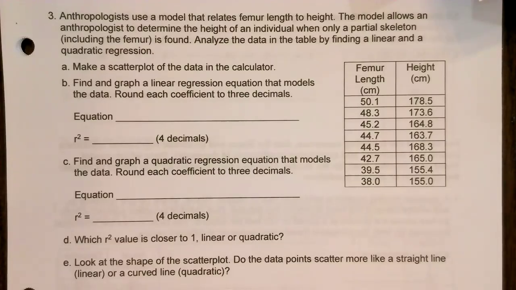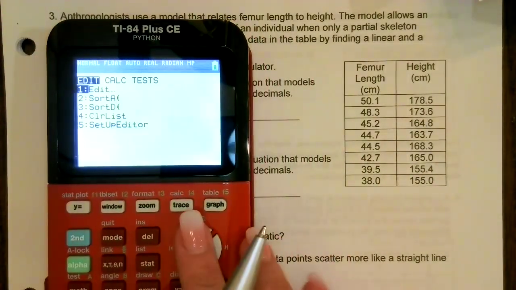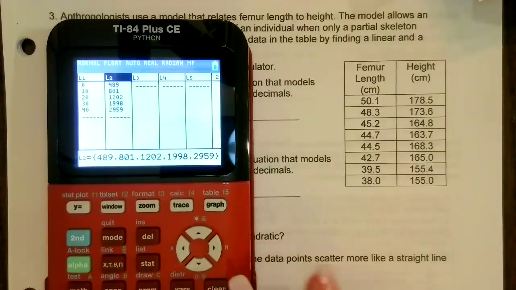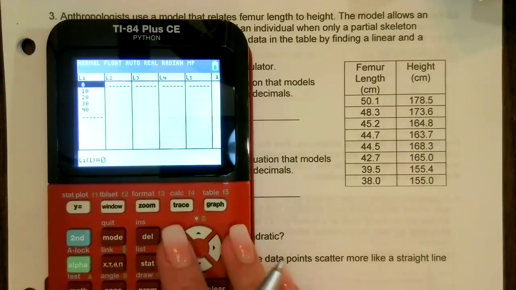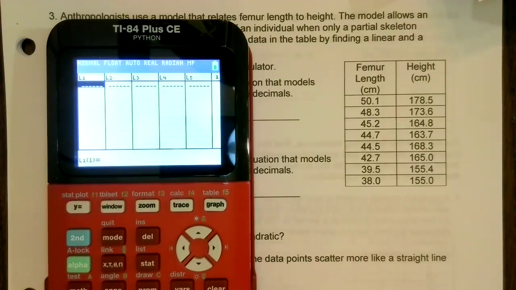Then create a scatter plot so that you can see the data. So we're going to go ahead and put that into our table. So again, I'm going to go to Stat, Edit. I'm going to clear, not delete, my list. And then I'm going to put in my independent and dependent. So let's go ahead and get that done. All right, so there is my stat plot. It is in, so now we want to see it.